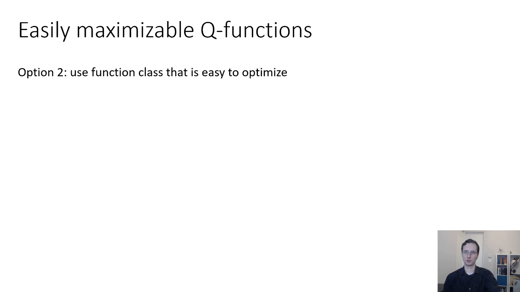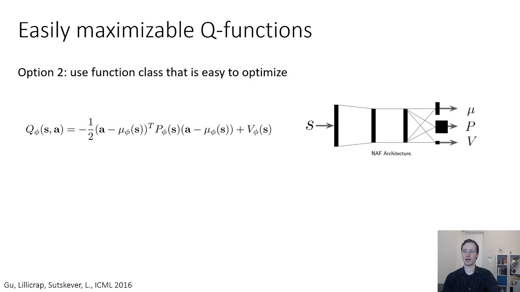Another option that you could use, option 2, is to use a function class that is inherently easy to optimize. So arbitrary neural networks are not easy to optimize with respect to one of their inputs, but other function classes have closed-form solutions for their optima. One example of such a function class is the quadratic function. So you could, for example, express your Q function as a function that is quadratic in the action. And the optimum for quadratic has a closed-form solution. So one of the ways you could do this is something called the NAF architecture, proposed in this paper by Shixiang Gu in 2016.